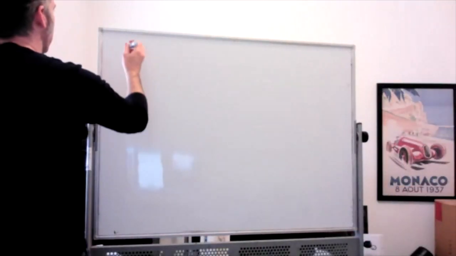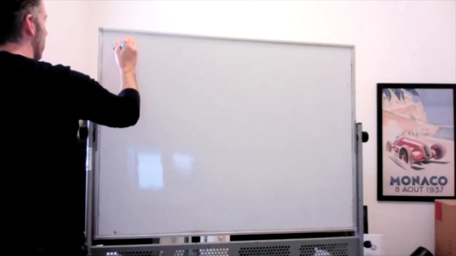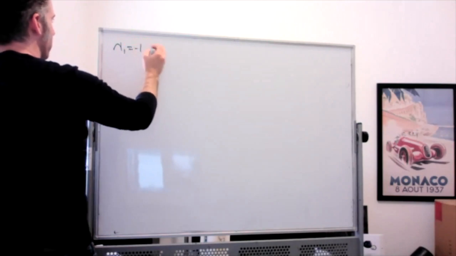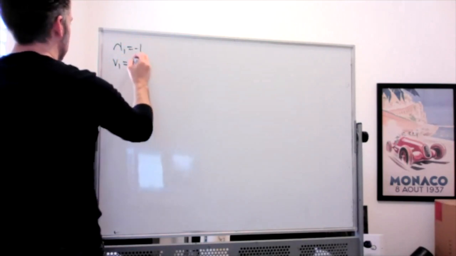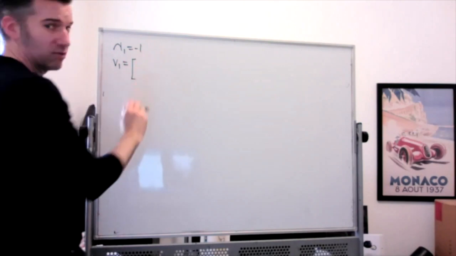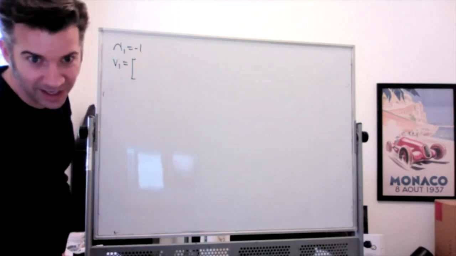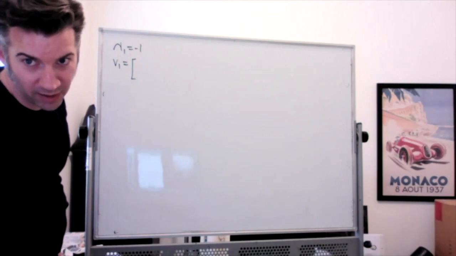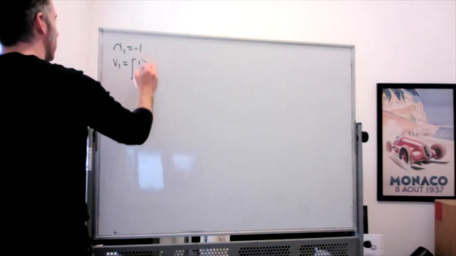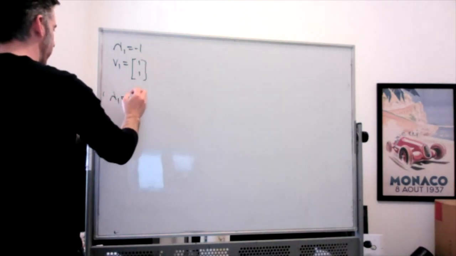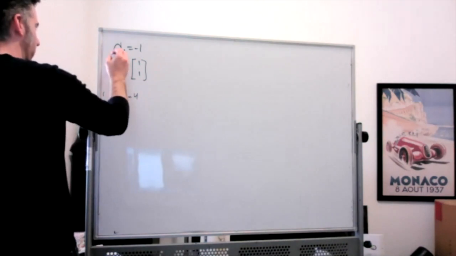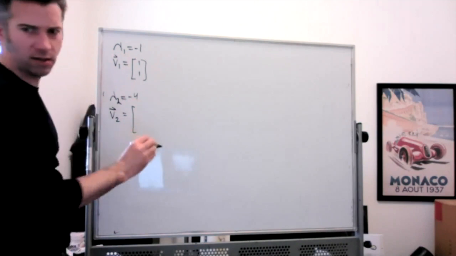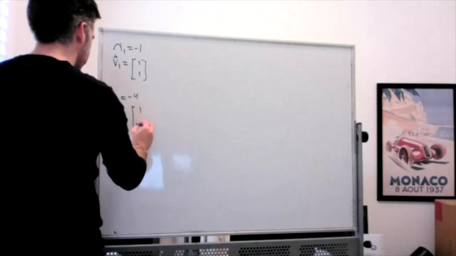So our eigenvalues were lambda 1 equal to negative 1, and the eigenvector was, what was the eigenvector? Let me look back here. It's (1, 1). I got that. And for lambda 2 equal to negative 4, the eigenvector was (1, -2). Yeah.